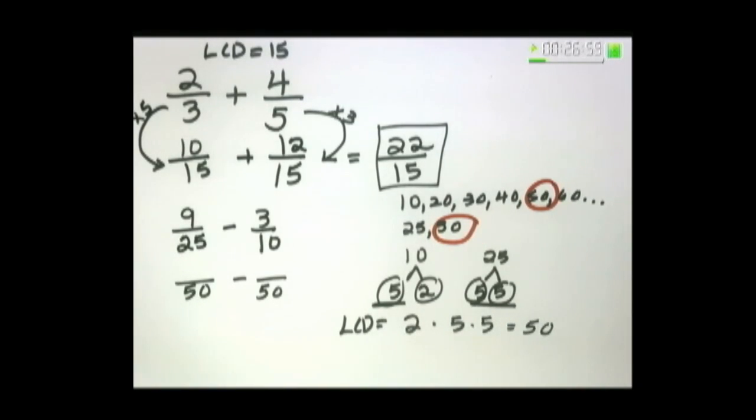So you can use either method to find the LCD if neither of the two first methods work. 2 prime denominators, multiply to get the LCD. If one denominator divides evenly into the other, choose the larger.